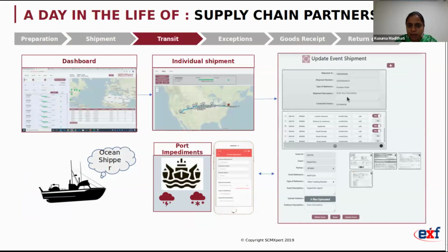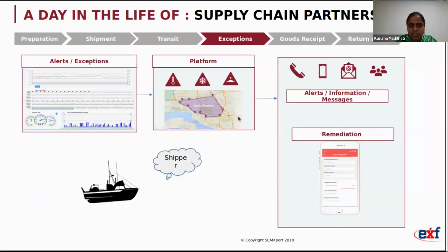Once the shipment update is done, it will move to the next phase, the exceptions phase. If there is any exception, or any alert based on our restrictions, it will send an alert message to the respective mobile numbers or email IDs, saying that this shipment is facing this kind of problem, so we have to apply some remedy mechanism to overcome it. All of this is handled in the SCM Expert itself.